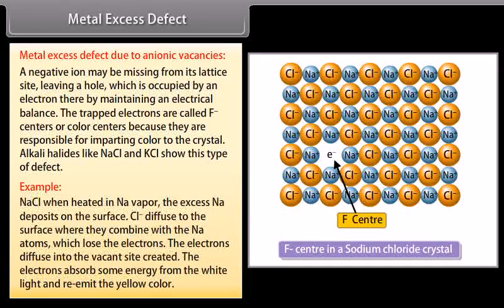Example: when NaCl is heated in Na vapor, the excess Na deposits on the surface. Cl- ions diffuse to the surface where they combine with Na atoms, which lose electrons. The electrons diffuse into the vacant sites created. The electrons absorb some energy from the white light and re-emit the yellow color.